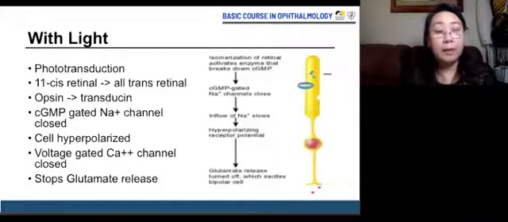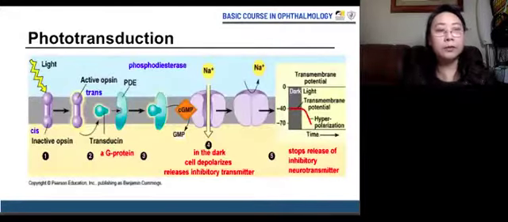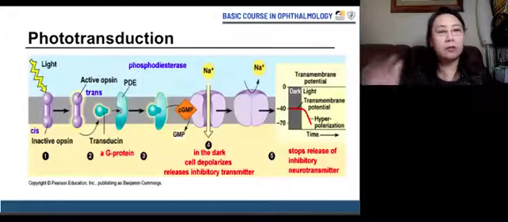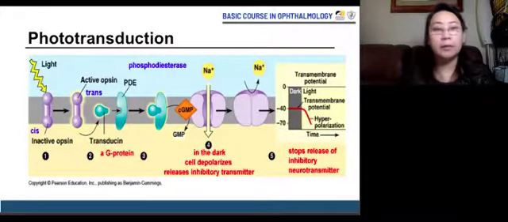In the presence of light, 11-cis-retinal is converted to the all-trans retinal form. Opsin is activated to transducin, and sodium and calcium channels are closed, causing hyperpolarization of the cells, and this stops the release of glutamate. So this is a summary of the phototransduction pathway. So we'll go by it segment by segment.